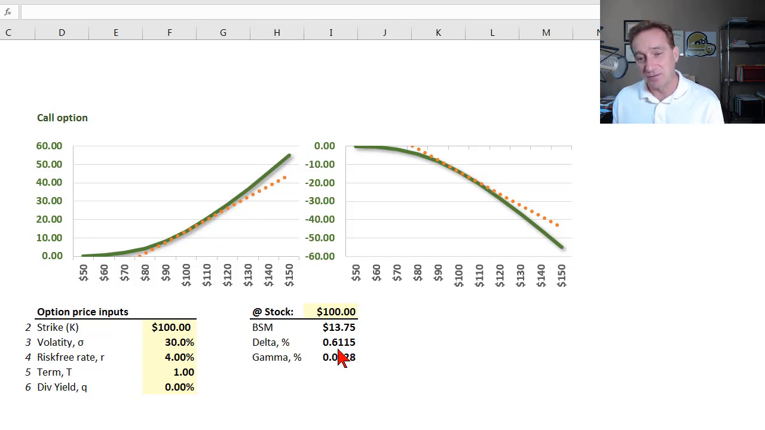And then the percentage delta is 0.6115, and that is the slope of the tangent line here when the x-axis is at 100, right? Slope of that is delta, and the percentage delta for a call option is between 0 and 1, must be positive. For the market maker over here who has written the option, has a short position in the call option, while the percentage delta must be positive, their position delta is negative. And we can see here the difference between the straight orange dotted line and the experience of the short position, that the curvature, that gap, reflects the convexity.